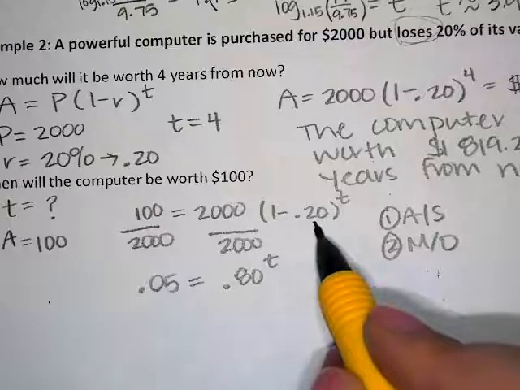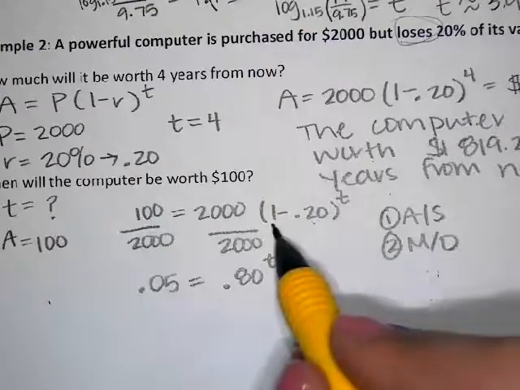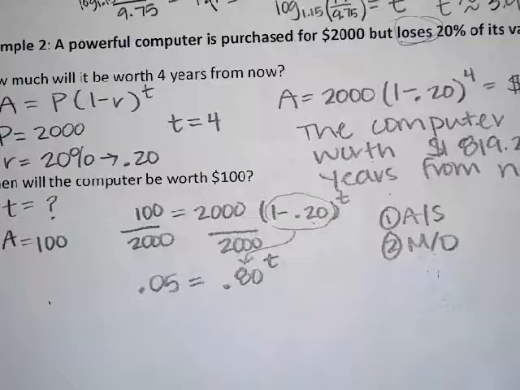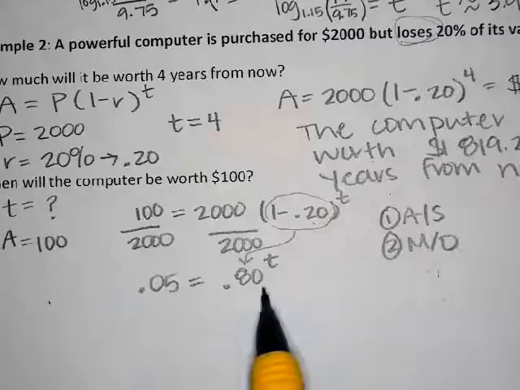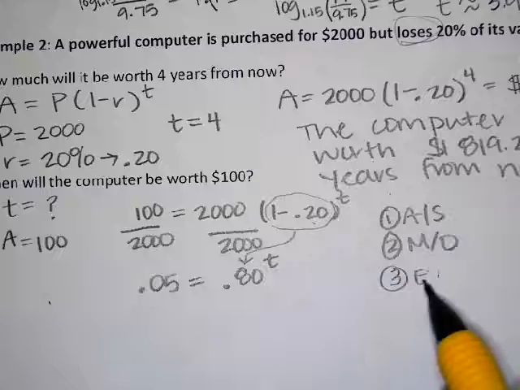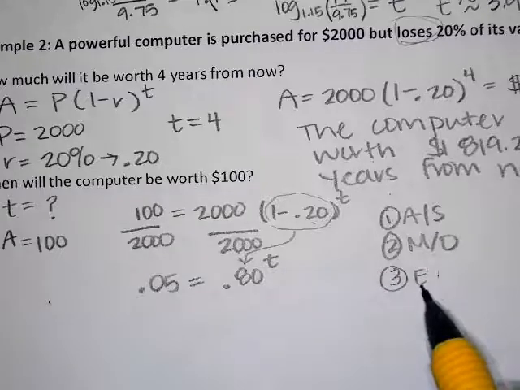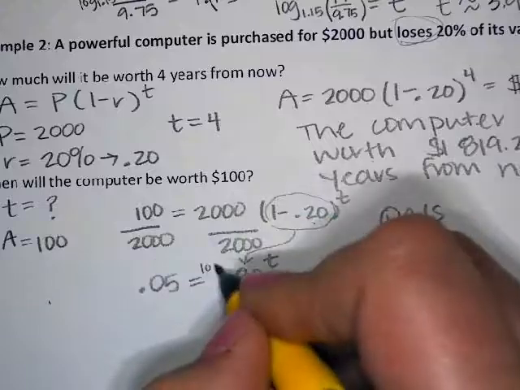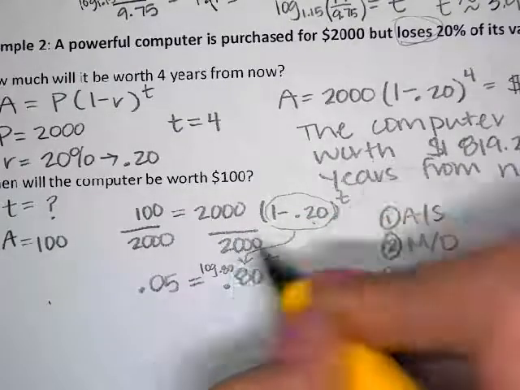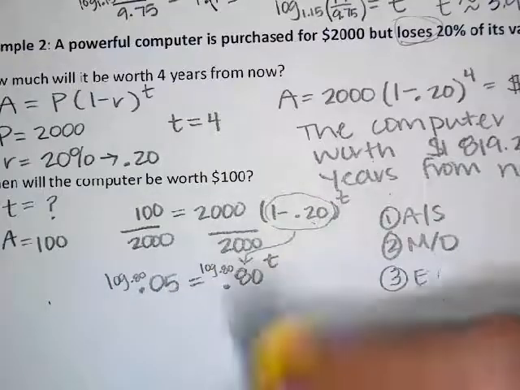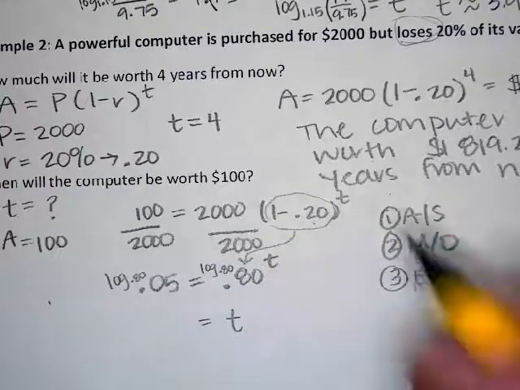Okay, so now we want to get to the exponent. The base is in the way. So we're going to do log base 0.80. So t equals log base 0.80 of 0.05.